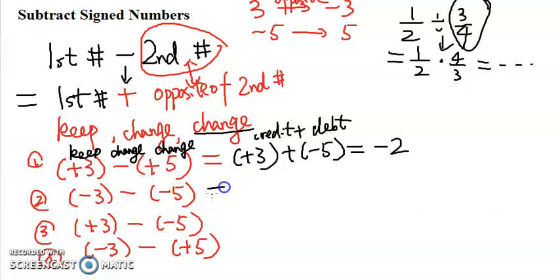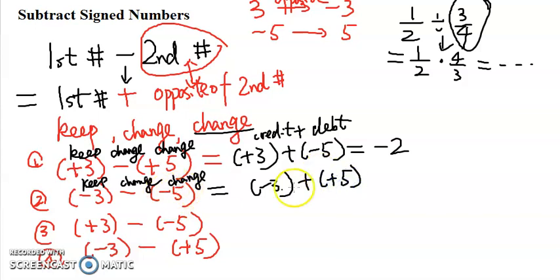Now similarly, we can do the same with the second question. Again, keep, change, change. So we keep this -3 and change this minus sign to a plus, and change the next number to its opposite, which means we change the minus to plus, because the opposite of negative is positive. So now we're doing debt plus credit. And this time we have more credit, so we end up in credit. How much more credit? Still $2 more.